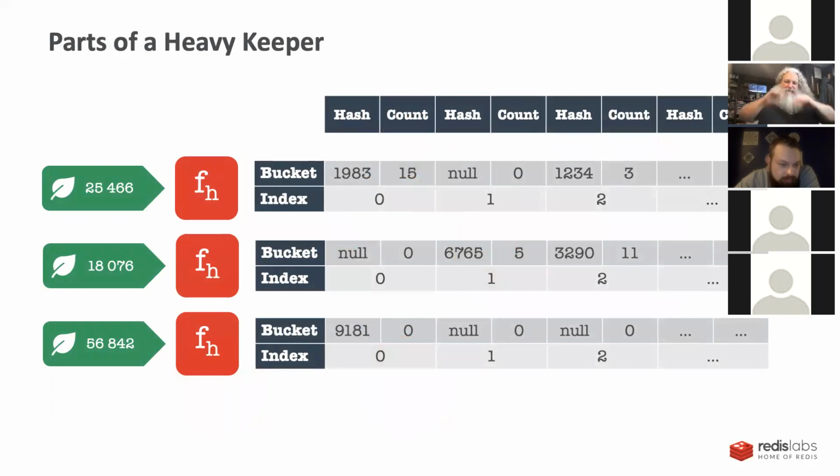Heavy keeper, and I haven't looked at this in a few months, so bear with me here, has, again, a series of hashing functions with different seeds. And then you've got these arrays where you've got an index. So you're doing the same hashing thing where you're taking your data, running it through a hash, getting an index, and putting things in that index. But the buckets consist of a hash value and a count.